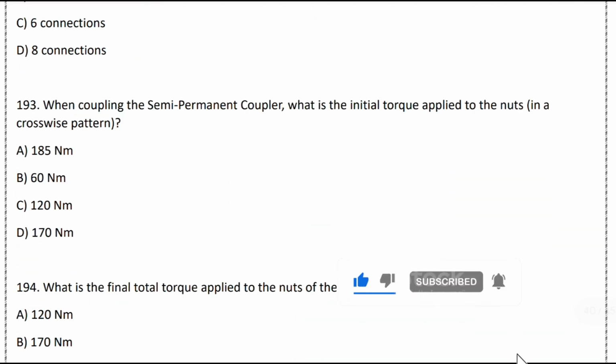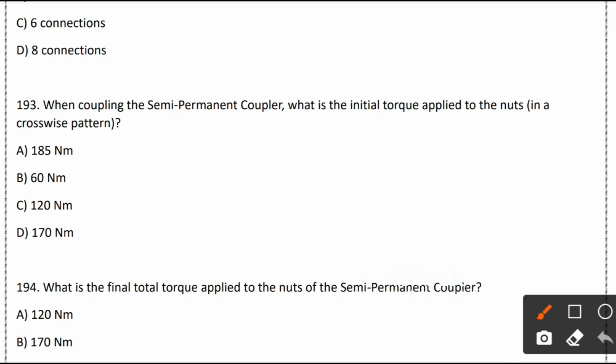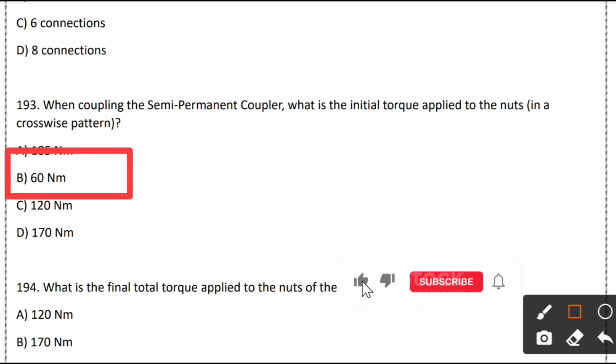193. When coupling the semi-permanent coupler, what is the initial torque applied to the nuts? A. 185 Newton meters. B. 60 Newton meters. C. 120 Newton meters. D. 170 Newton meters. The correct answer is B. 60 Newton meters.